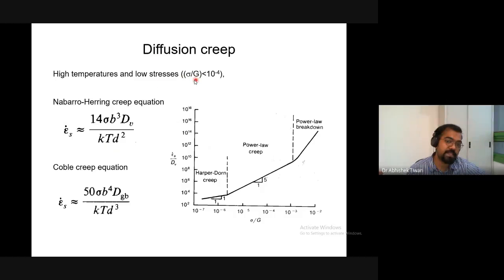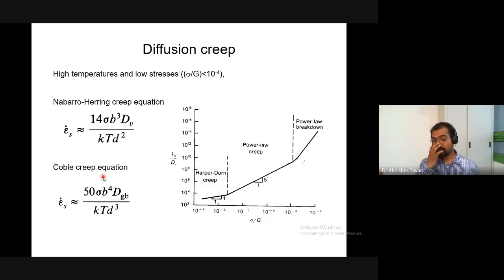So we know that the normalized stress value is less than 10 to the power minus 4, and this regime of creep can be divided into a part where the diffusion takes place through the grain, and that is called Nabarro-Herring creep because that was discovered by Nabarro and Herring. And then the second part, which happens at comparatively higher stresses, it happens at lower temperature.